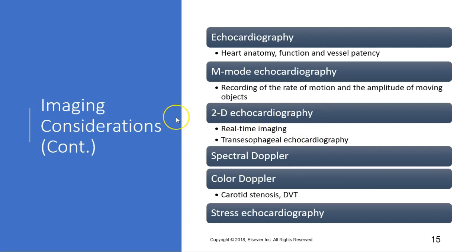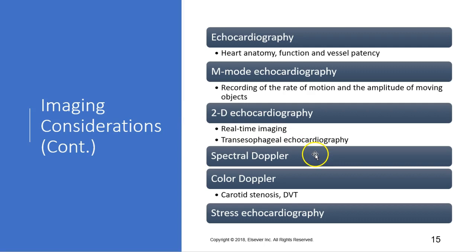All right, so there's different imaging considerations for looking at the heart. There's echocardiography, which is heart anatomy, function, and vessel patency. There's M-mode echocardiography, which records the rate and motion and the amplitude of the moving objects. So it's a way to measure. So M stands for motion, but also measure. There's 2D echocardiography, which is real-time imaging, and transesophageal echocardiography. So they swallow a camera basically, and we take a look at the heart through the esophagus.